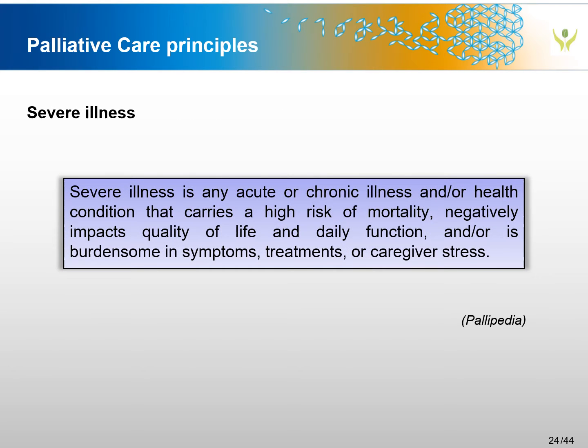Many contemporary palliative care-related documents speak about terminal illness, life-threatening, and life-limiting conditions. Here, the International Association of Hospice and Palliative Care consensus definition promotes the notion of severe illness instead. Accordingly, severe illness is any acute or chronic illness and/or health condition that carries a high risk of mortality, negatively impacts quality of life and daily function, and/or is burdensome in symptoms, treatments, or caregiver stress.